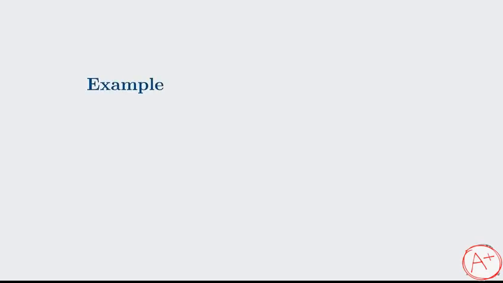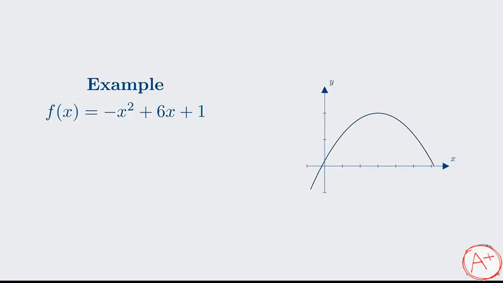Let us use differentiation to find the maximum value of the function f of x equals -x squared plus 6x plus 1. First, we differentiate the function with respect to x. f prime of x equals -2x plus 6. To find the stationary point, we set this derivative to 0. Solving for x, we add 2x to both sides. 2x equals 6, so x equals 3.